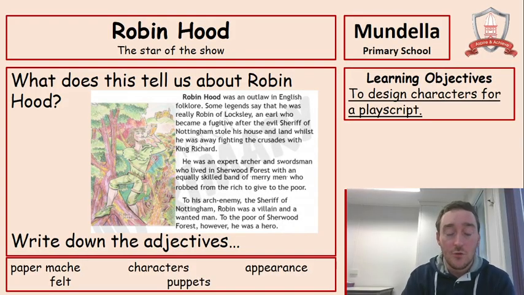Okay? So Robin Hood was an outlaw in English folklore. Some legends say that he was really Robin of Locksley, an earl, who became a fugitive, that means a criminal, someone or an outlaw, after the evil sheriff of Nottingham stole his house and land while he was away fighting the Crusades with King Richard, which obviously we covered in History Week. He was an expert archer and swordsman, so that means he was really good at it, who lived in Sherwood Forest with an equally skilled band of merry men who robbed from the rich to give to the poor.